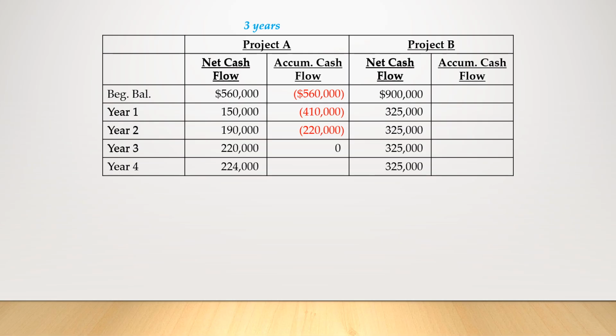For Project B, its initial investment puts you $900,000 in the red. Year 1's cash flow brings you to negative $575,000. Year 2's cash flow brings you to negative $250,000. But by the end of year 3, you're at positive $75,000. Project B therefore recovers its $900,000 after the end of year 2, but before the end of year 3. How far into year 3 must we go to hit that $0 mark?